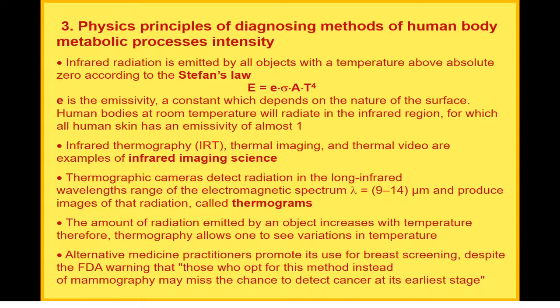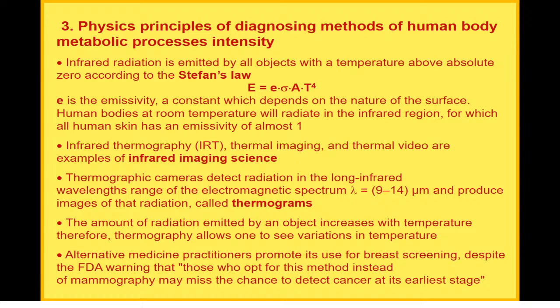Metabolic process intensity, what is this? The amount of heat that is released in the human body while a person is active, while functions are activated inside the human body. The more heat is released, so that is why this may be considered as the reaction revealing the metabolic process intensity.